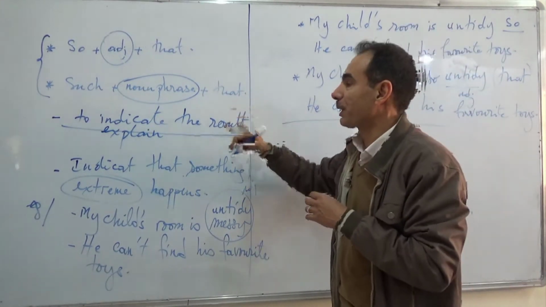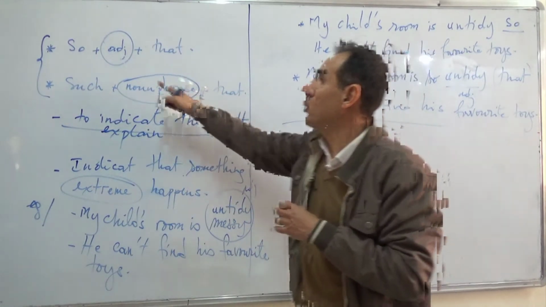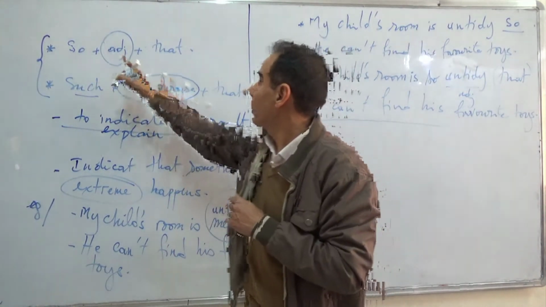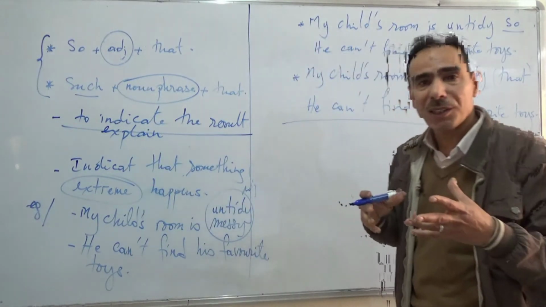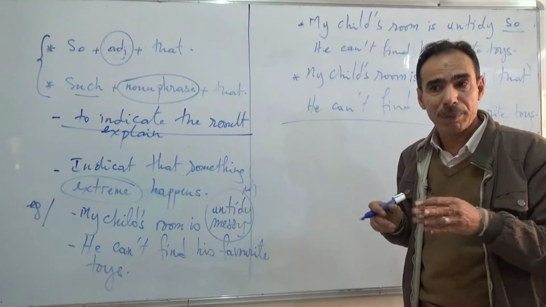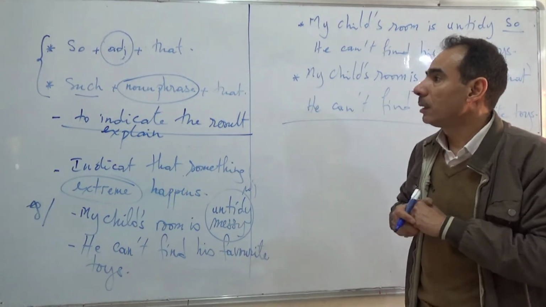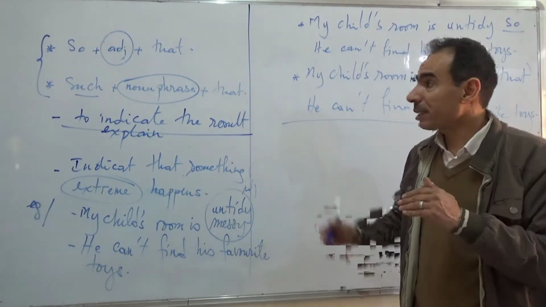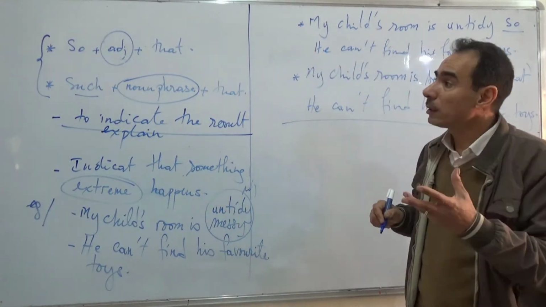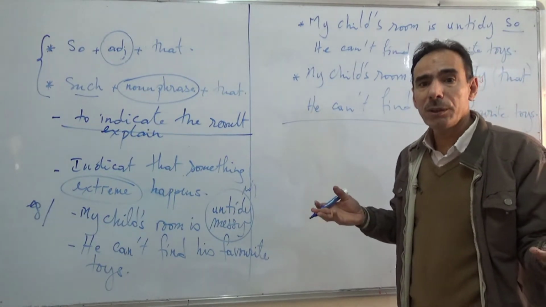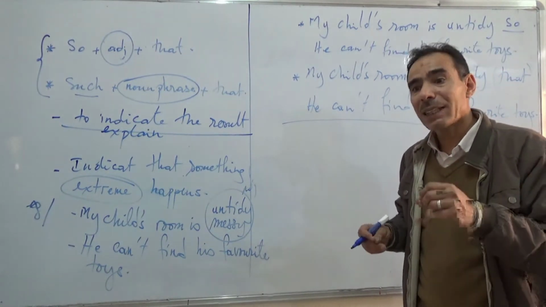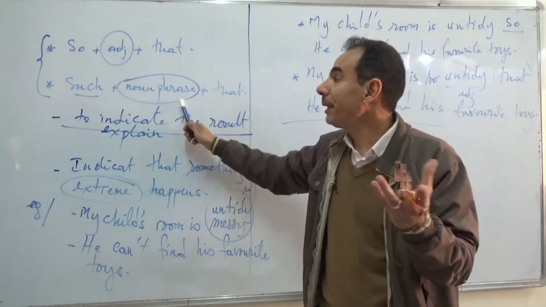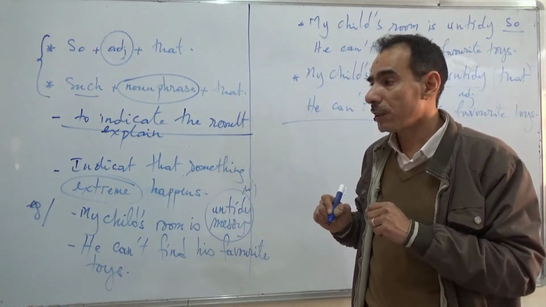Now we go to the second structure. When we have a noun phrase, we don't use so, we use such. When we have an adjective, we use so. Such exercises are given in your baccalaureate papers: one or two sentences that you are going to rephrase, to write in a different way, using so plus adjective plus that, or such plus noun phrase plus that. So what are you going to do? Always read the sentence carefully and find out where the adjective is, if there is an adjective, and where the noun phrase is, if there is a noun phrase.